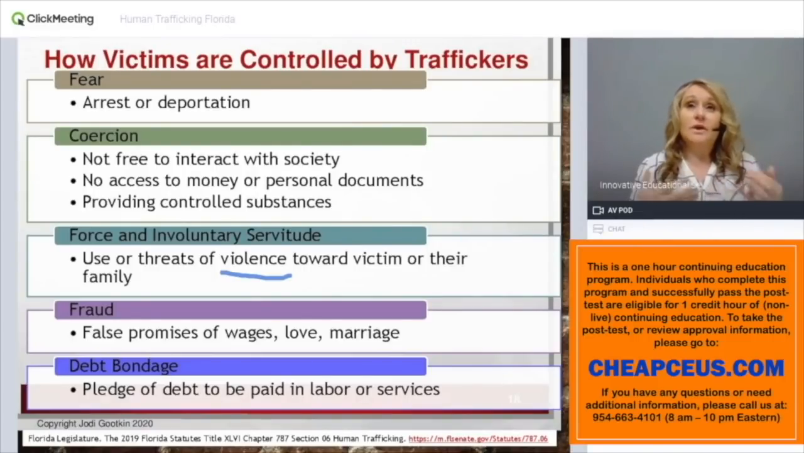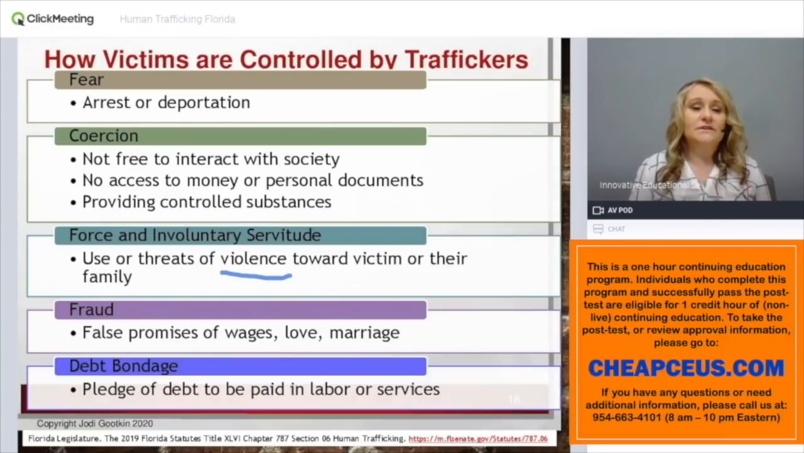If you're going into a home setting or even a workplace, and you look at the physical environment, or what the individual is describing has covered windows, extra bars, or that they are being physically locked into an area, those are red flags of potential human trafficking.